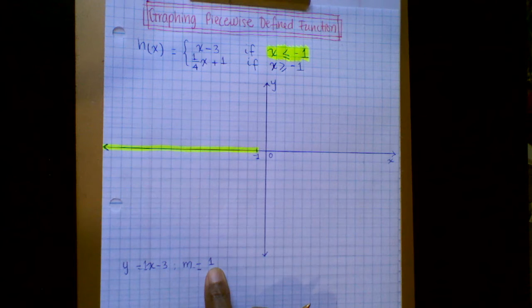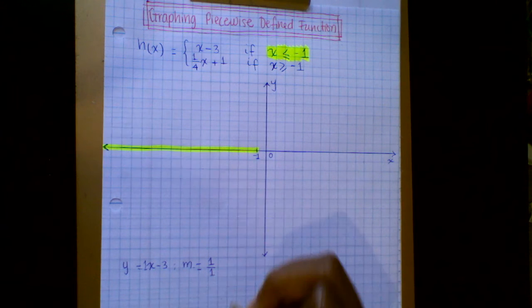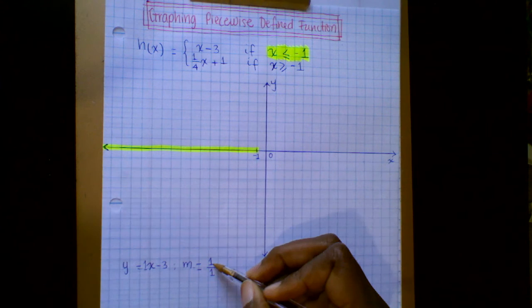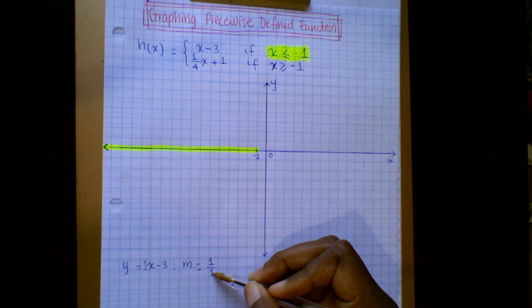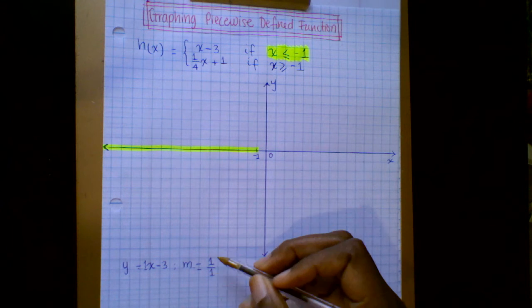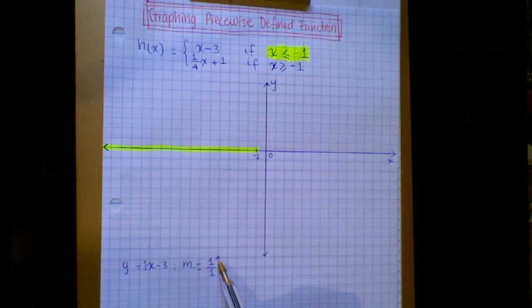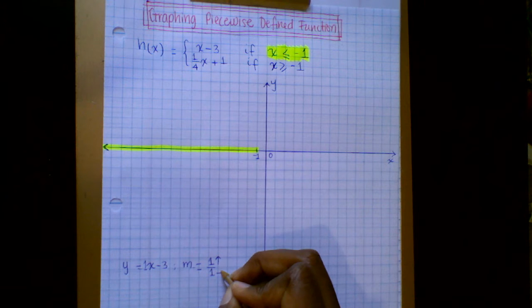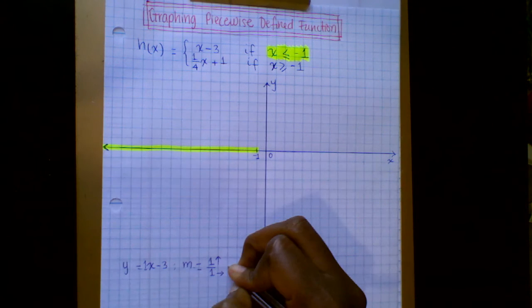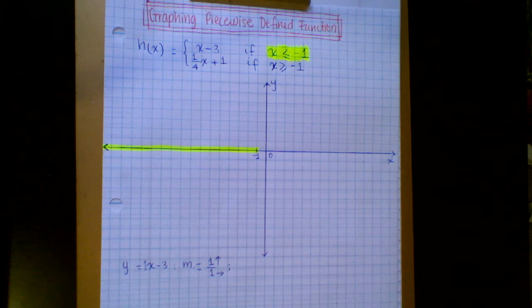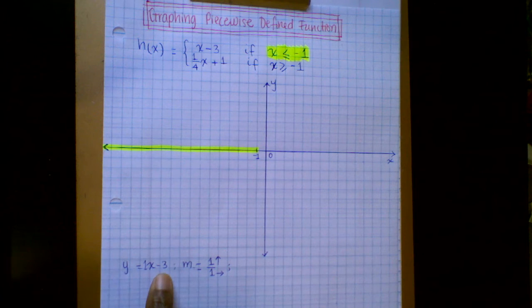How do we turn 1 into a fraction? You draw a line and you write 1 below. Now the 1 on top represents the rise and the 1 below represents the run. Because the 1 is positive, I'm going to rise 1 unit. And because the run is positive 1, I'm going to move to the right 1. Where are we going to start? We always start at the y-intercept, the number added or subtracted. What is the constant being added or subtracted? It's -3. That's the y-intercept.